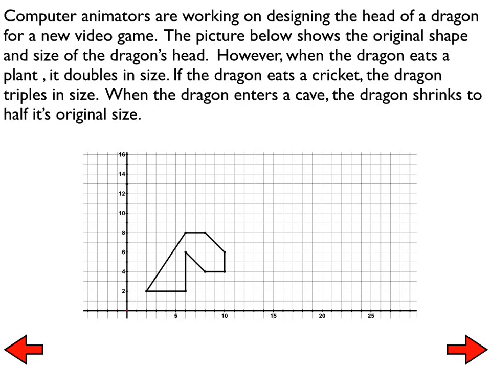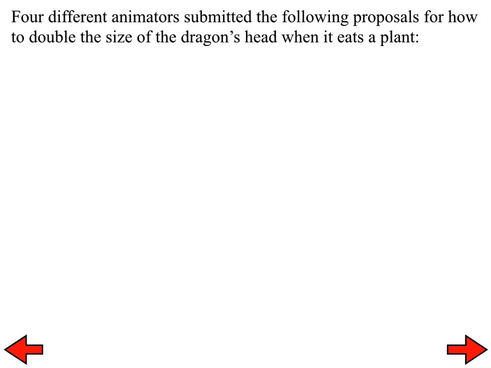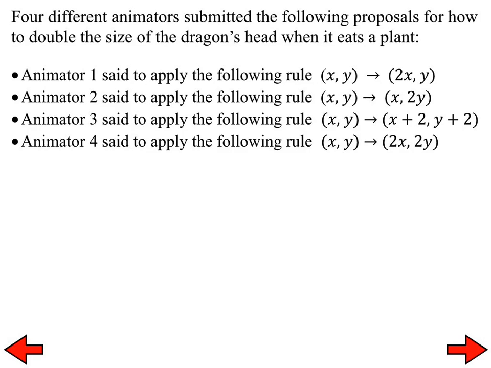However, when the dragon eats a plant, it doubles in size. If the dragon eats a cricket, the dragon triples in size. When the dragon enters a cave, the dragon shrinks to half its size. And so there are 4 animators who have submitted proposals for how to double the size of the dragon's head when it eats a plant. And you can see that all to the right in a rectangle in your notes. And it looks like this.